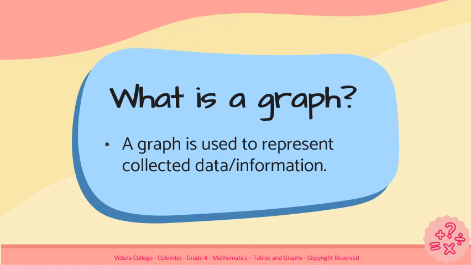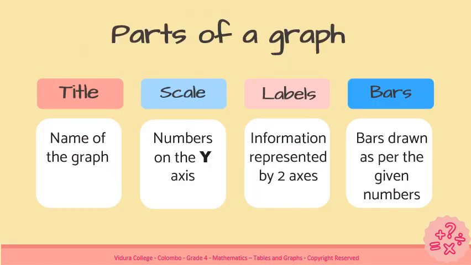A graph is used to represent collected data or information. There are 4 main parts to a graph: title, scale, labels and bars. Title is the name of the graph, and scale shows numbers on the y-axis, and labels are information represented by 2 axes. Finally, the bars are drawn as per the given numbers.